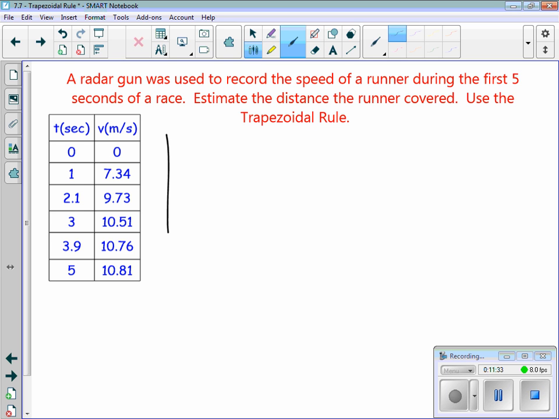What is the base of the first trapezoid going to be if we start at 0, 0, and then go to 1 and 7.34? 1, right? And then you have to average your bases. So for the first one, your bases are 0 and what? 7.34. Dividing it by 2, and then multiplying by 1. And I would write all of that because it's going to help you when you move on through here, especially if you're looking back at your notes.